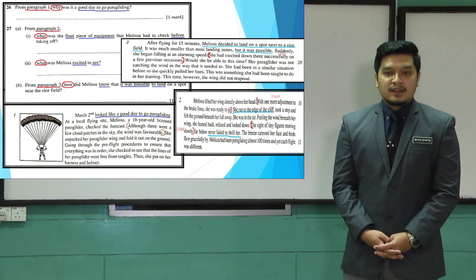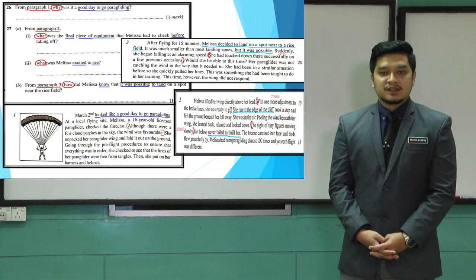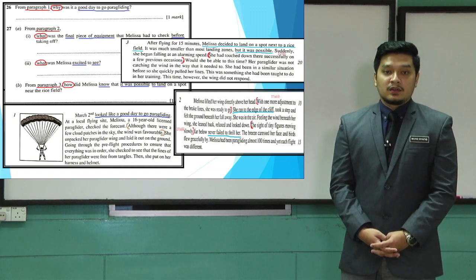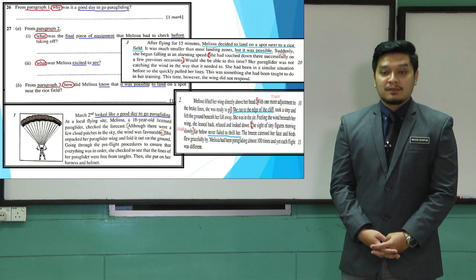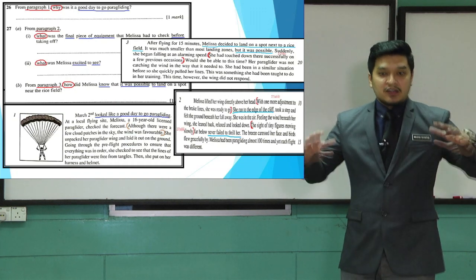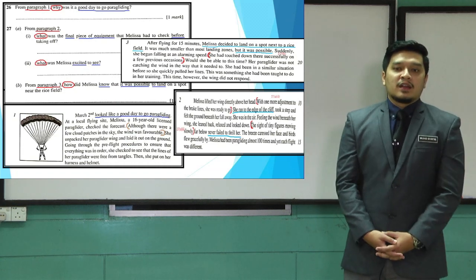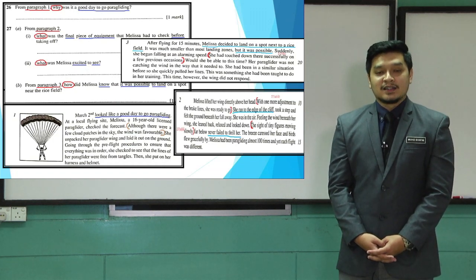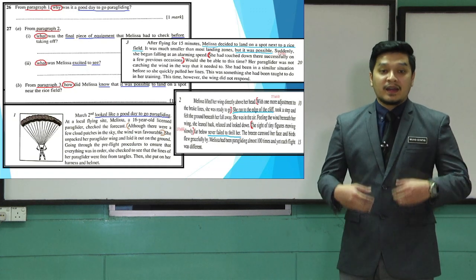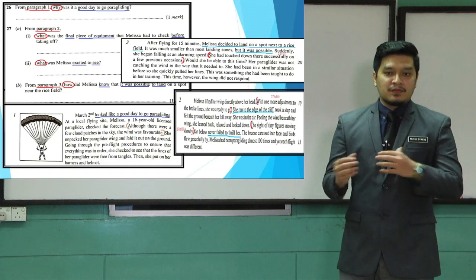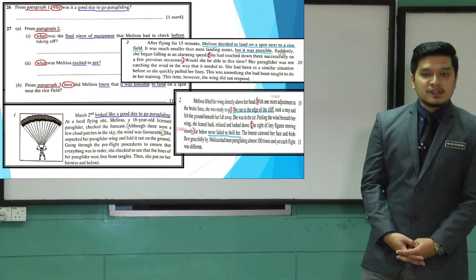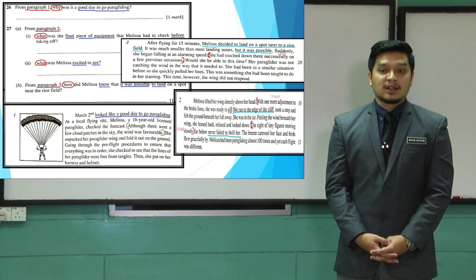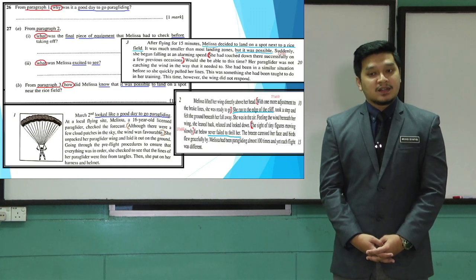Feeling the wind beneath her wing, she leaned back, relaxed and looked down. Okay, look down is similar to seeing something. So we can imagine that Melissa is now in the sky, looking down towards the ground. The sight of tiny figures moving slowly, far below, never failed to thrill her. Again, the word thrill there is similar to the feeling of excitement. So the answer is before that one. The sight of tiny figures moving slowly far below never failed to thrill her. We can quickly get the answer there. So the answer is the sight of tiny figures moving slowly.